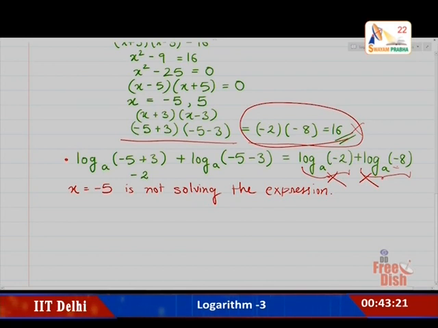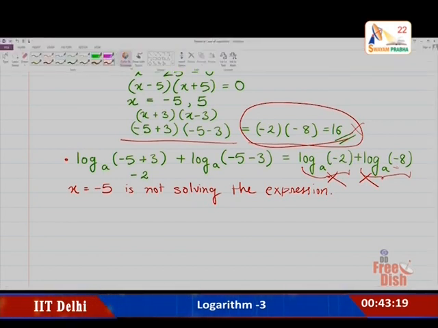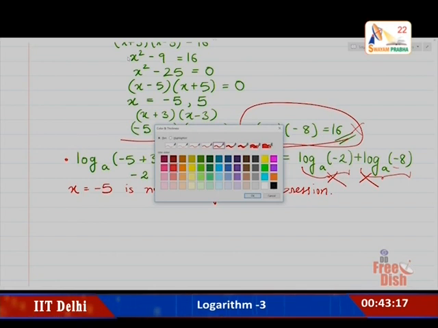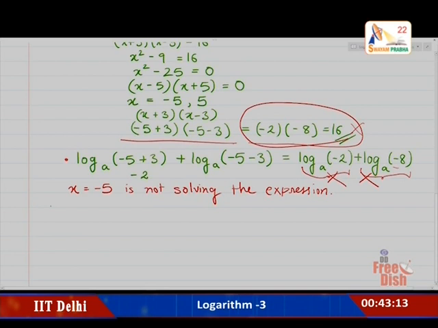Okay. Now let us take the case 2. Let me change the color again. So the color was green. Now this was case 1 when I checked for x is equal to minus 5. And what did we conclude? The conclusion was x is equal to minus 5 is not the solution. Let us take case 2. What is the case 2? X is equal to 5.